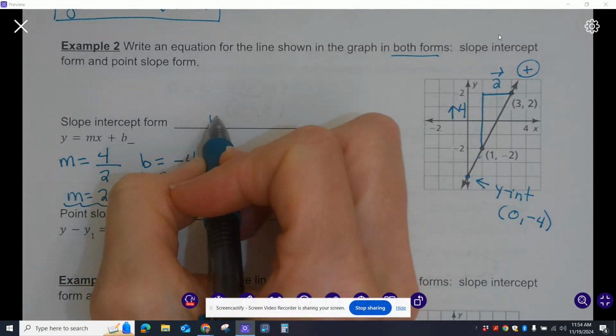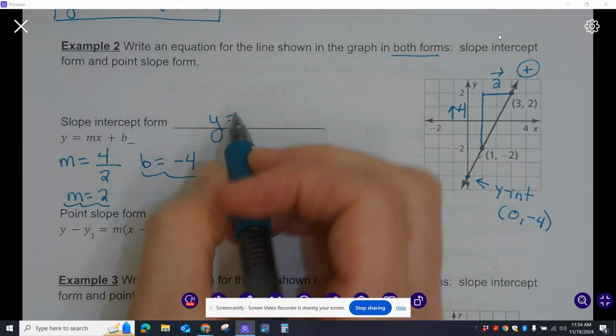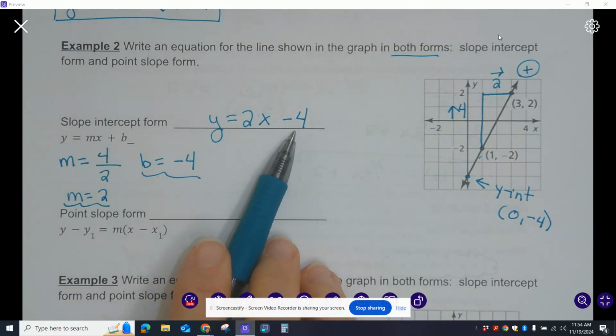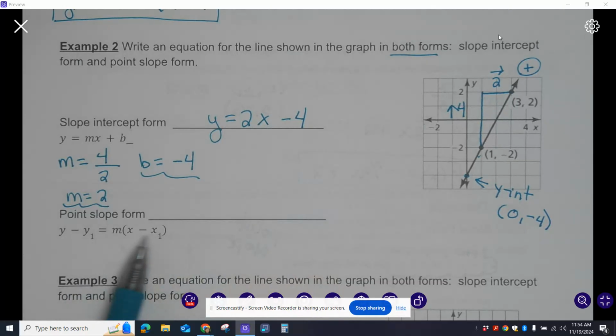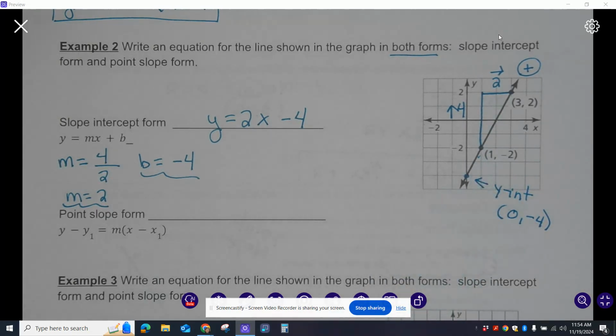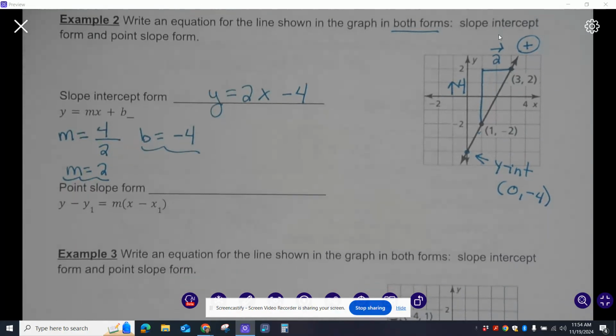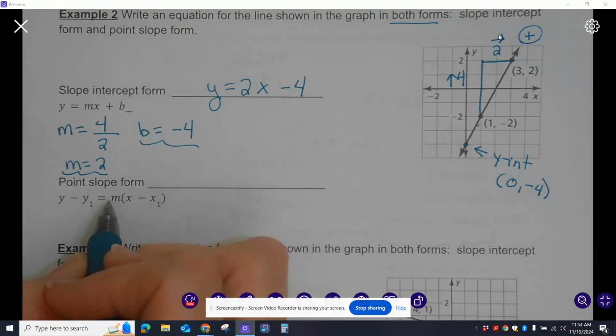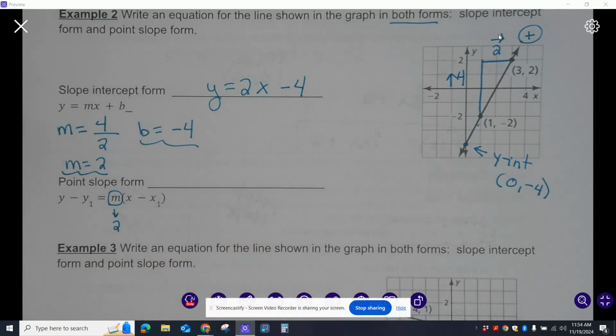Now I can write an equation in slope-intercept form. y equals mx plus b; plus -4 is the same as -4, so I'm just going to write that as -4. Now point-slope, I need a point and a slope. Well, I actually have many points on this line. I have 2 that they gave me, so I can use either of those points. I'm probably going to do both just to show you. My slope is going to stay the same, so I know that my slope is 2.